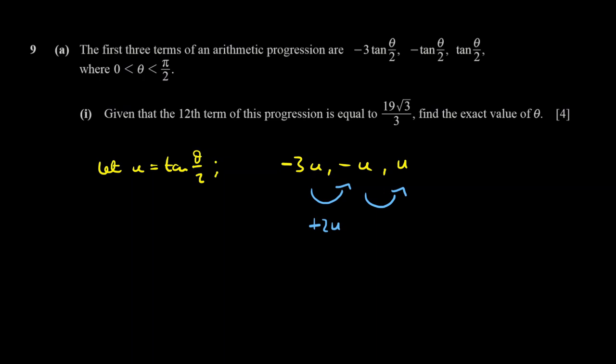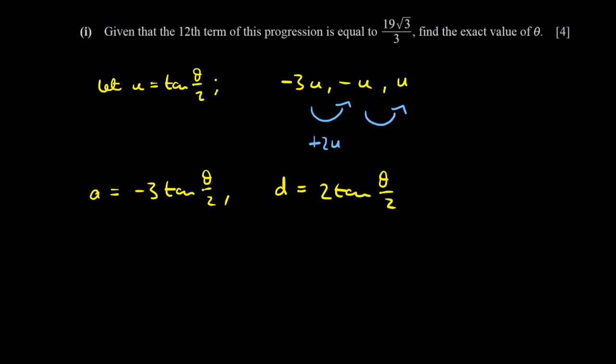So what we can say is our first term for this arithmetic progression is minus 3 tan theta upon 2. And what's our common difference? Our common difference is 2 lots of u, which is 2 lots of tan theta upon 2, right? So we know that we've got to be adding to each term. We just got to figure out what we're adding. Okay, now we're told that the 12th term of this progression is this thing.